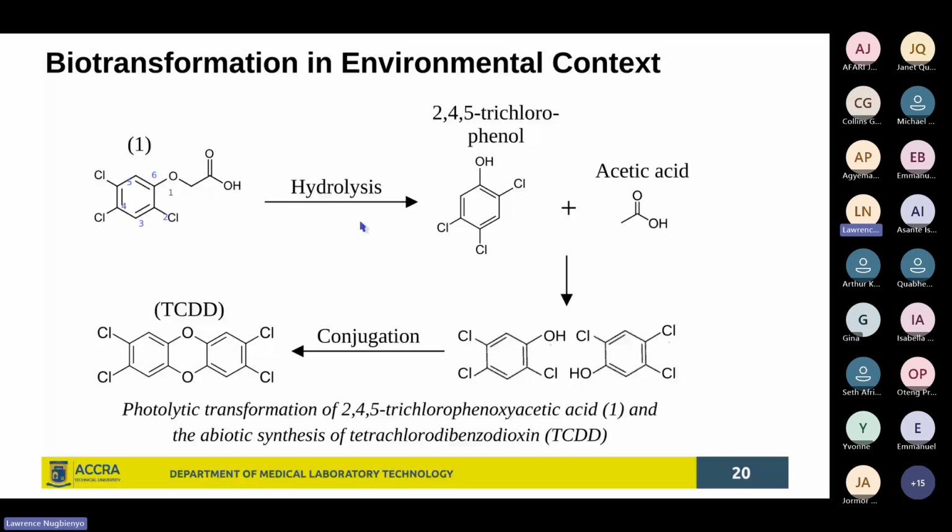So the metabolite from the first reaction, hydrolysis, now gets conjugated to give you a more toxic substance, which is tetrachlorodibenzodioxin, TCDD for short. And this substance can be poisonous to some animals when they consume the grasses or the plants onto which this herbicide is applied, or even when it gets into water bodies, it can be toxic to aquatic life.